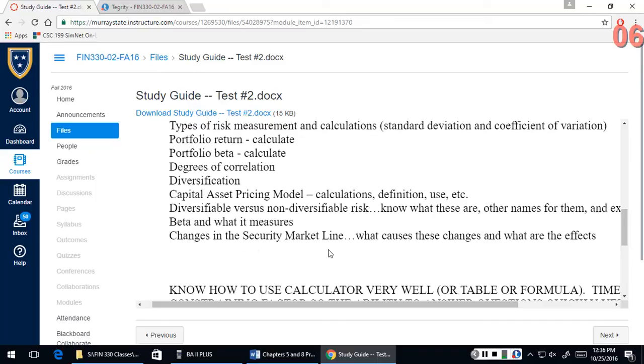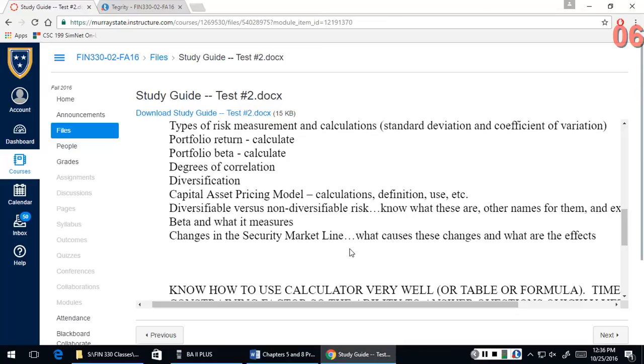and then we talked about 2 things that will change the security market line. We talked about a change in inflation will cause a parallel shift up or down of the security market line. A change in investor risk aversion will cause a change in the slope of the security market line. If they're more risk averse, the slope increases. If they're less risk averse, the slope decreases.